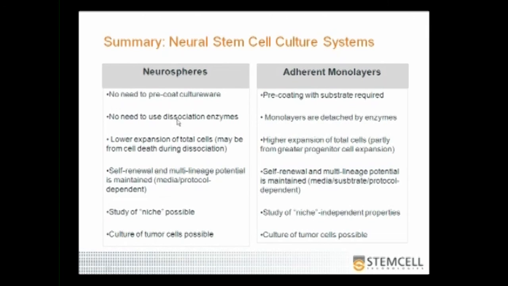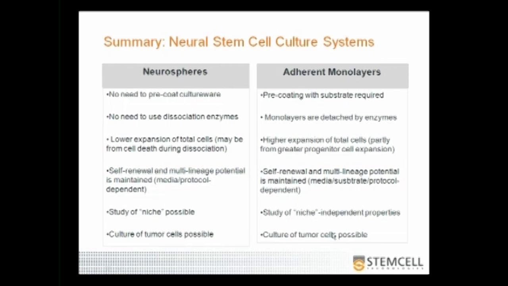The neurospheres can be dissociated using many different methods, and the use of enzymes is not always necessary. For adherent cultures, enzymes are the most commonly used method to detach the monolayer of cells. In some cases, the use of enzymes has been shown to cleave surface proteins, which in turn could affect the functional properties of cells, specifically the stem cells. The expansion of cells in the adherent culture is higher compared to the Neurosphere culture system. However, we have demonstrated that the expansion is mainly due to an increase in the progenitor populations.